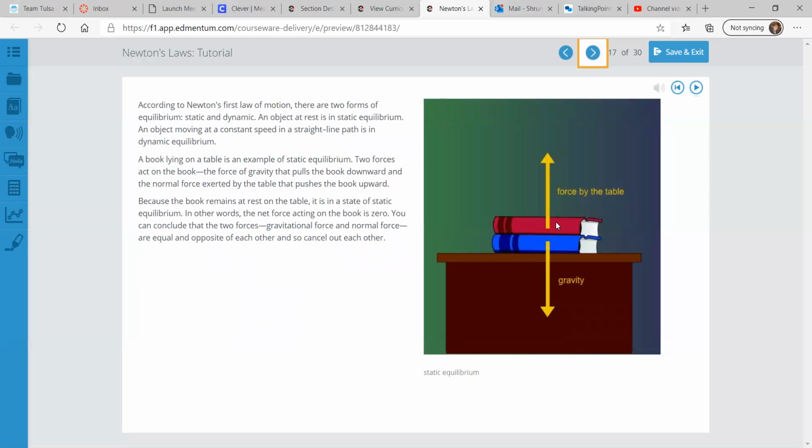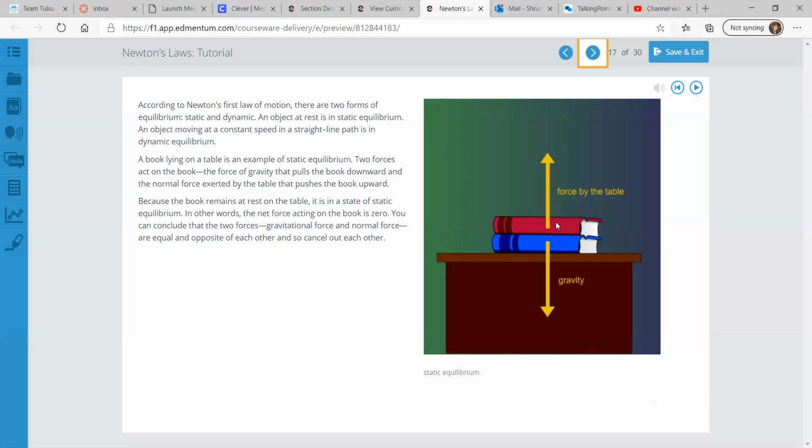According to Newton's first law of motion, there are two forms of equilibrium, static and dynamic. An object at rest is in static equilibrium. An object moving at a constant speed in a straight line path is in dynamic equilibrium. So static as in nothing's moving. There's no motion really. But if it's moving at a constant speed in a straight line, it's moving, but it's still in equilibrium. That's what dynamic equilibrium means.